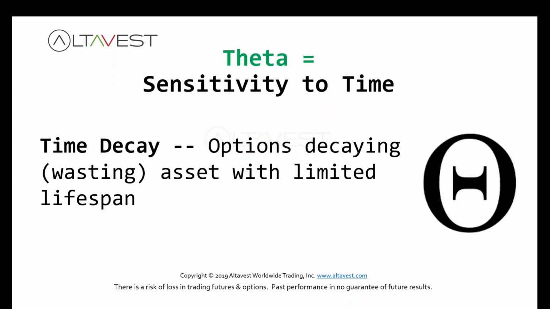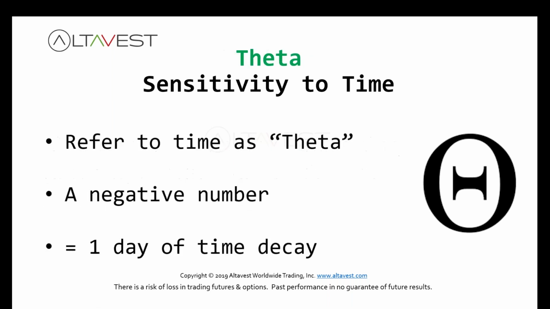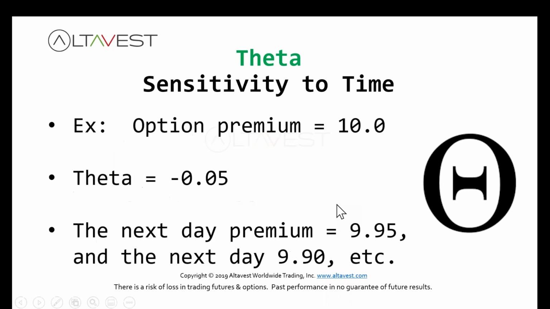Okay, and then there's theta. That means time decay. So options are a wasting asset. They have limited lifespan. And we refer to time as theta. It's a negative number equals 1 day of time decay. So if an option's at 10 points, then theta is negative 0.05. The next day after that, the premium slips to 9.95, and then 9.90, and so on and so forth. All things remaining equal, of course, just to illustrate the time decay.